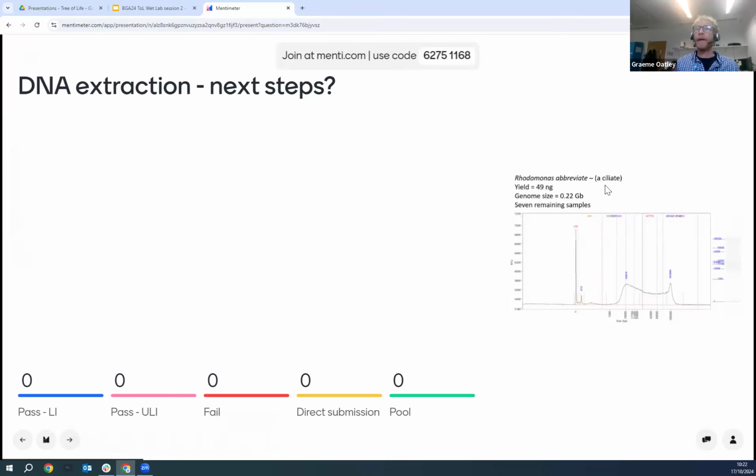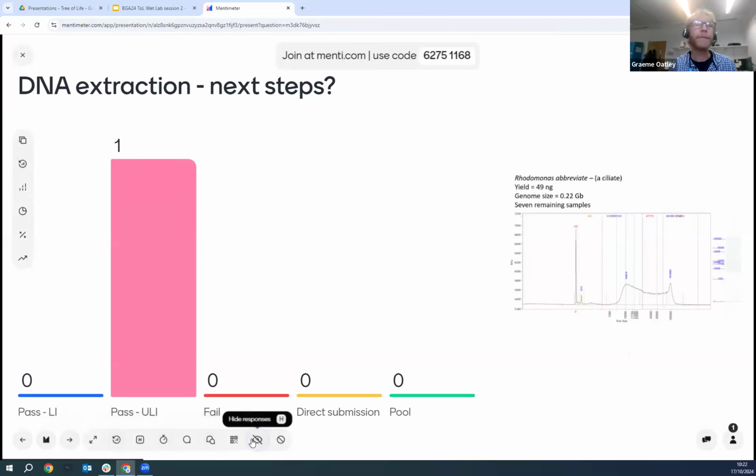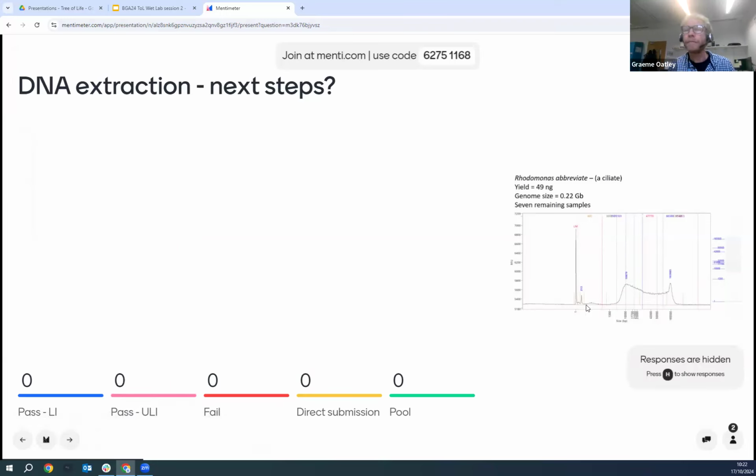So we have a ciliate. We have a yield of 49 nanograms, a genome size of 0.2 gigabases, and we have 7 samples remaining. You can have a look at the profile here, a high molecular weight peak here. We have a little bit of a hump at the bottom here, and some low molecular weight DNA to the left here.